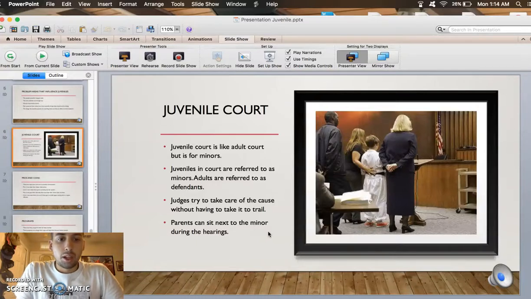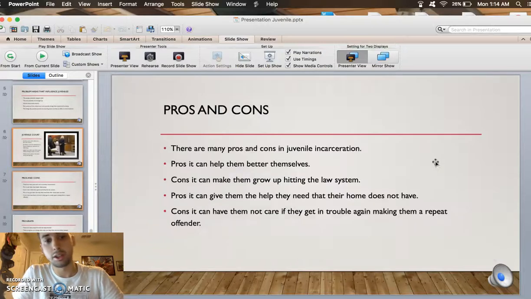Let's see. Right here, that could be the mother of the juvenile. The parents are allowed to go up to the stand with the juvenile. This could be the public defender or the attorney. I don't know which one's which. And I think that might be the bailiff or something. Let's see the next one. Oh, also the judges and the attorney try to deal with the situation quickly because they don't want it to go to trial. They want to finish it in one of the earlier hearings.